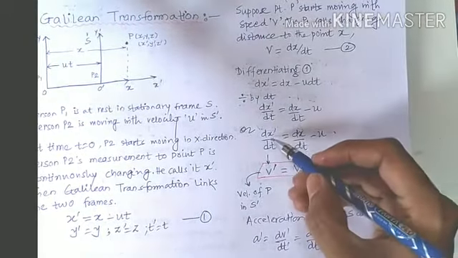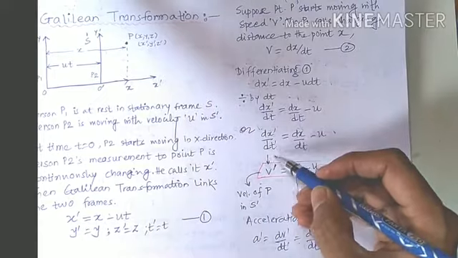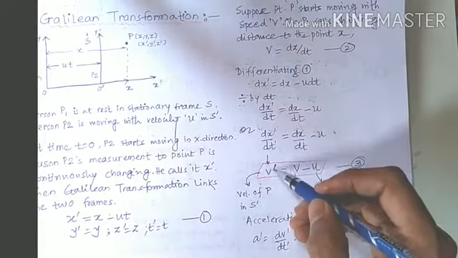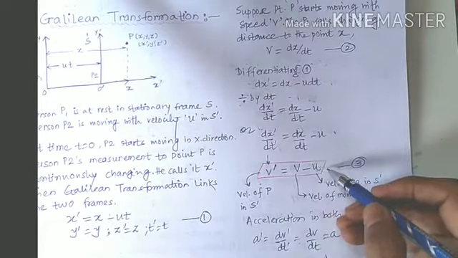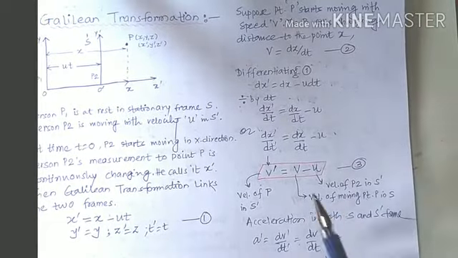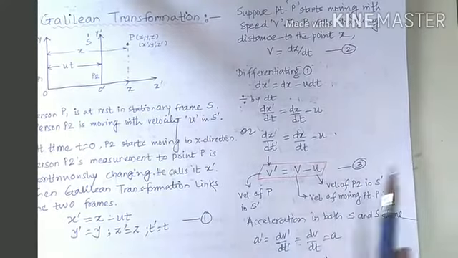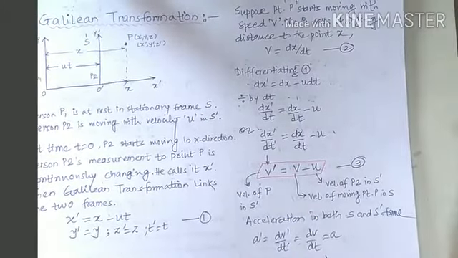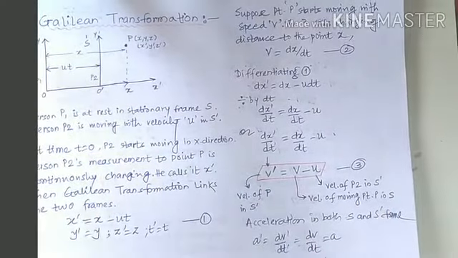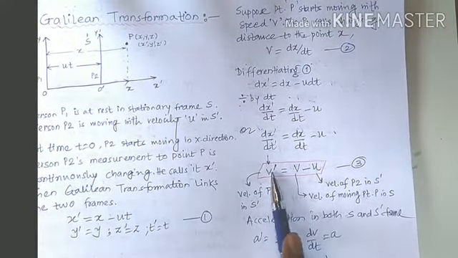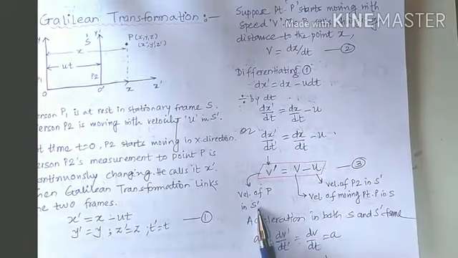Okay, so here dx dash by dt dash will be the velocity v prime equal to dx by dt, that is v minus u. So what does this equation give us? This equation gives us what is the velocity observed of point P by P1 and P2. So v dash will be the velocity of P in S dash frame.